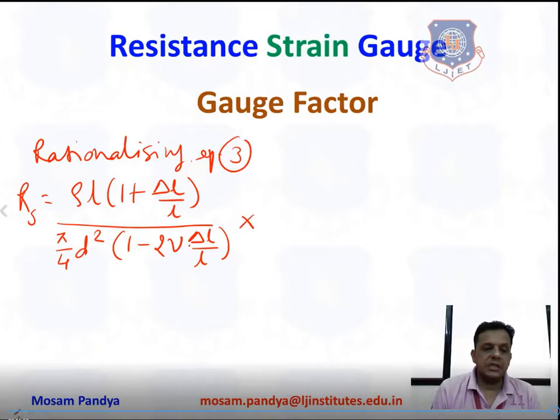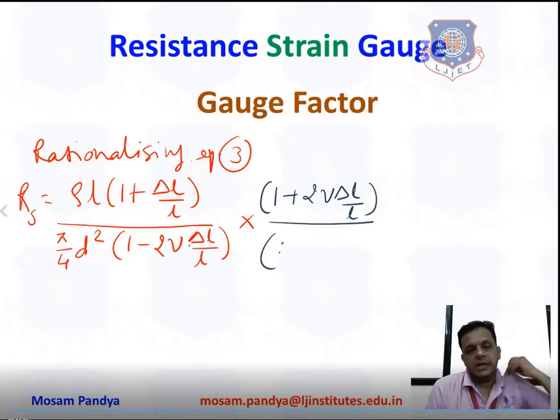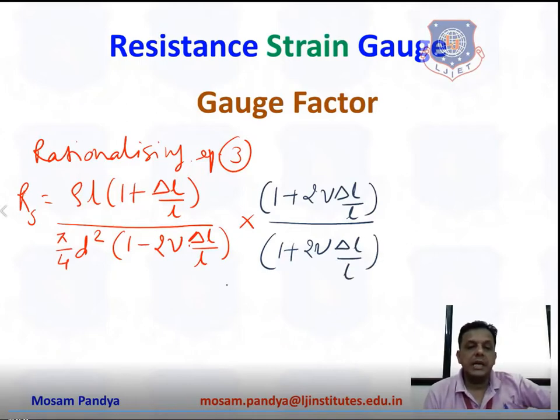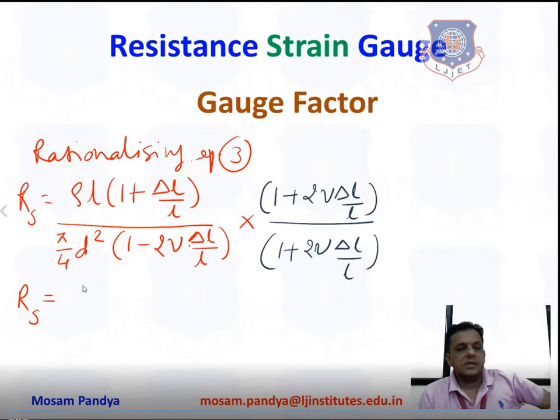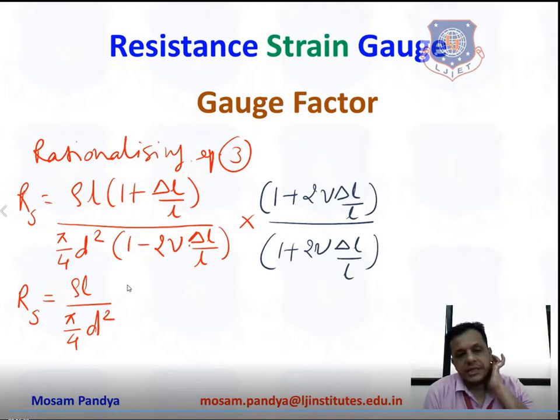Let us change the ink color to make it more observable, and we'll write down here once again 1 plus 2 mu into delta L by L. The denominator will also be multiplied with the same quantity, 1 plus 2 mu into delta L by L. So multiplying the numerator quantities and multiplying the denominator quantities together, our equation will take place in such a way that we will be able to cancel out certain quantities and rewrite certain quantities.